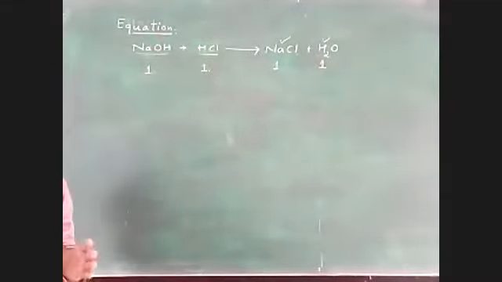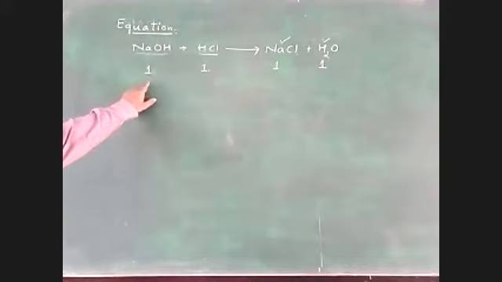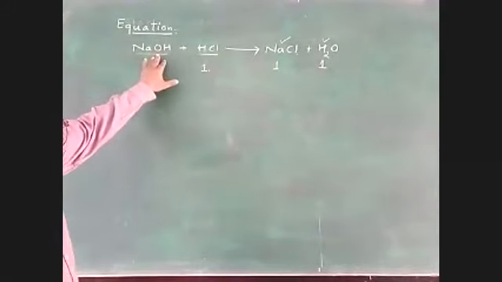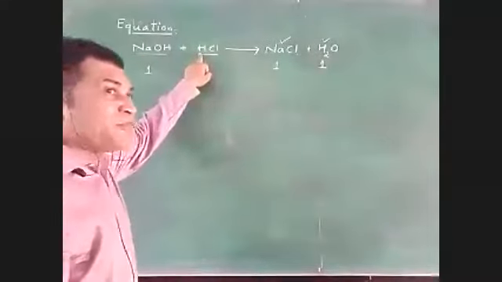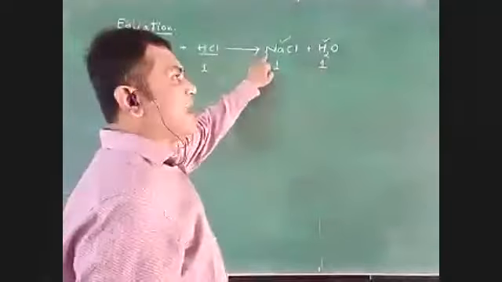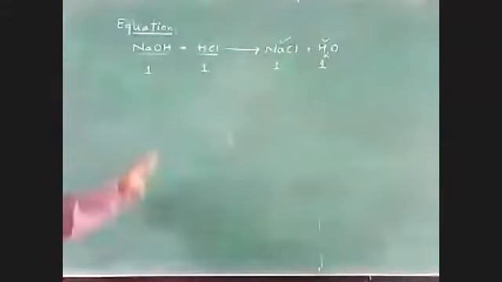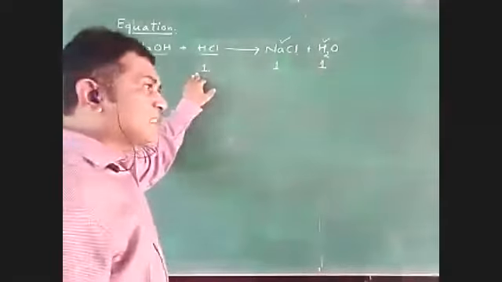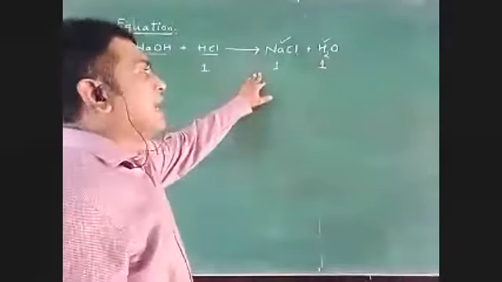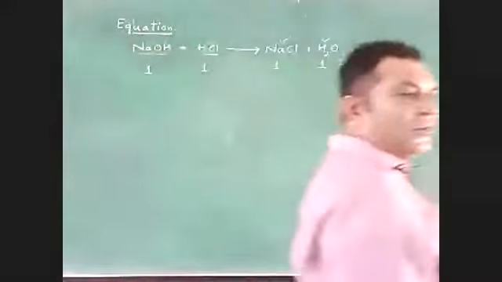So what does it suggest? Dear students, listen. When one mole of sodium hydroxide reacts with one mole of HCl, it produces one mole of NaCl and one mole of water. When one mole of sodium hydroxide reacts with one mole of hydrochloric acid, it gives one mole of salt and one mole of H2O. So here nothing means these are reacting in one mole.